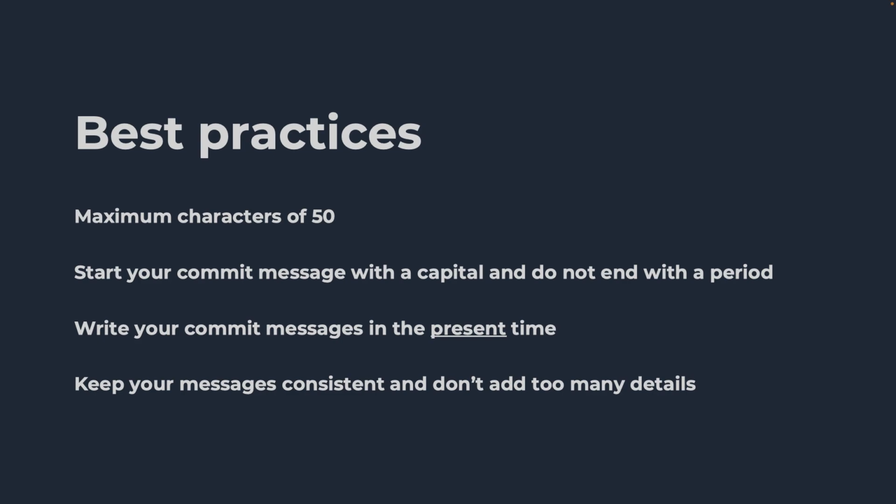Whenever you add your commit message, you should keep in mind that it shouldn't be longer than 50 characters. Whenever you search for commits through the git log command, you'll see that a commit message won't be formed on a new line if it is too long. The second one is pretty obvious, where you should start your commit message with a capital. You should not end a commit message with a period. You should write your commit messages in the present tense. Keep your commit messages consistent and don't add too many details.